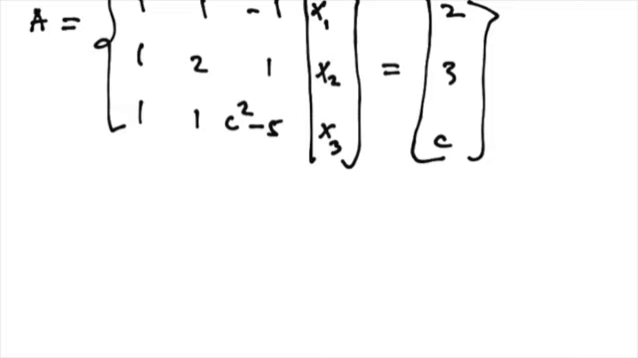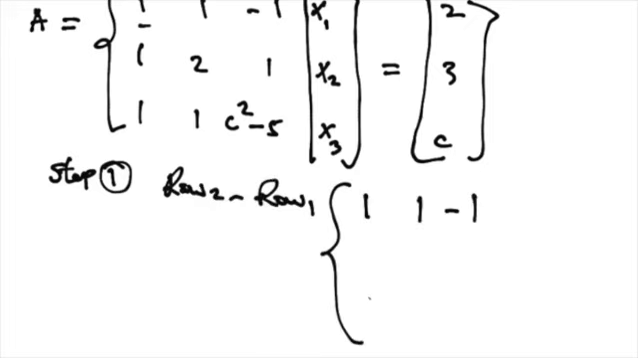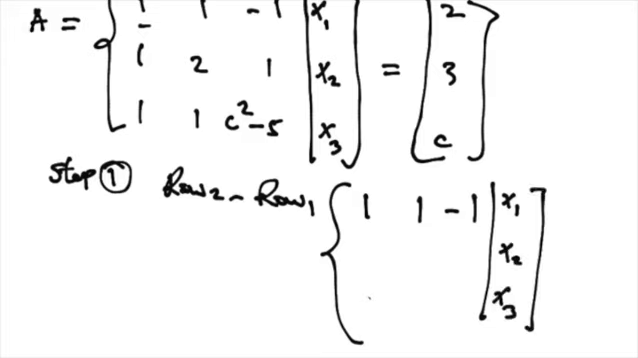So how do we do that? Step 1, we say row 2 minus row 1, 1, 1, negative 1, x1, x2, x3. Now we subtract row 1 from row 2. That will be 0 because 1 minus 1 is equal to 0. 2 minus 1 is 1. And then 1 minus minus 1 is 2. And then we say 3 minus 2 is equal to 1. So that is our first step.